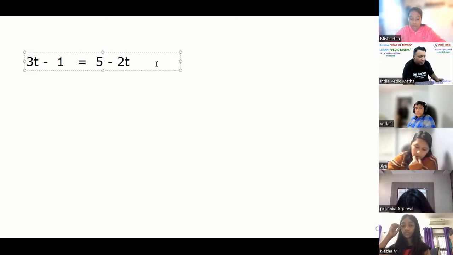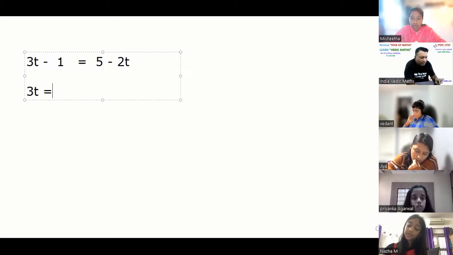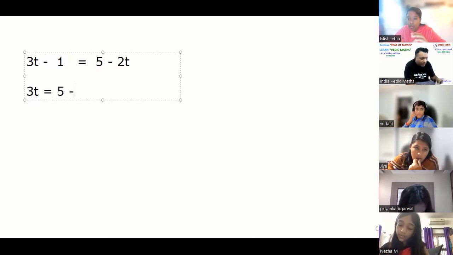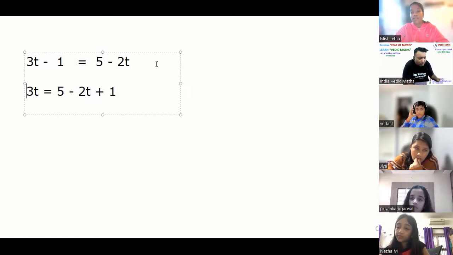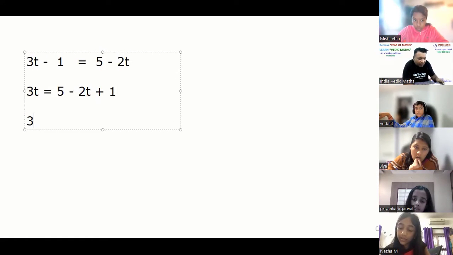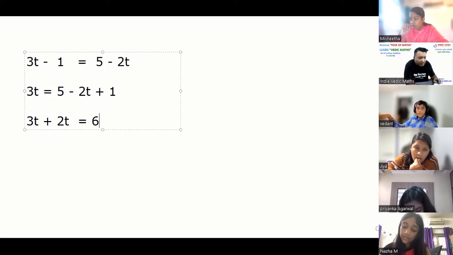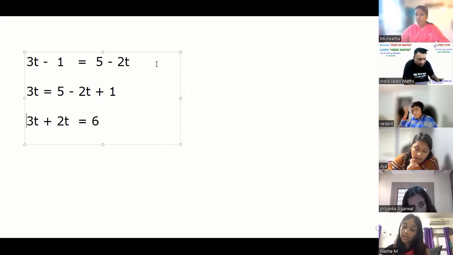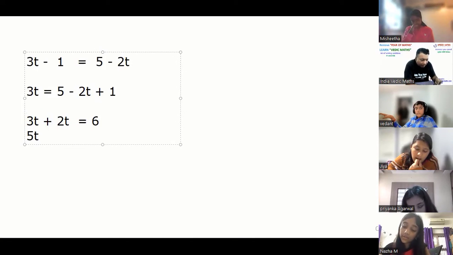So first step is, I'll remove this minus 1 from here. 3t equal to 5 minus 2t plus 1. No, this 2t also is bad here. We'll take it to the right side. 3t plus 2t equal to 5 plus 1 is 6. 3t plus 2t is 5t. So 5t equal to 6.